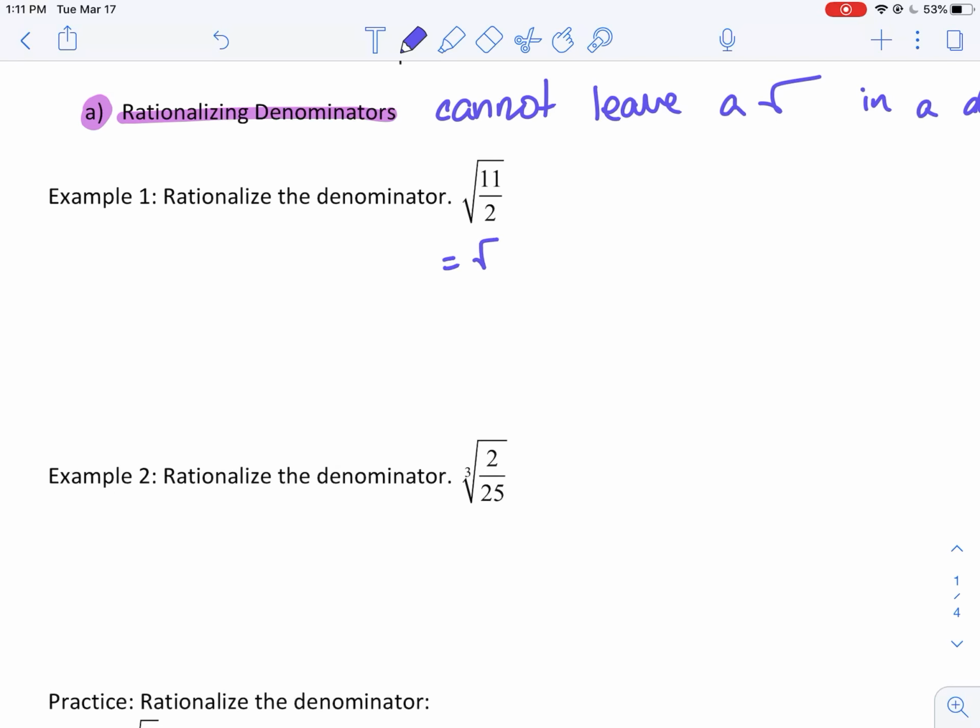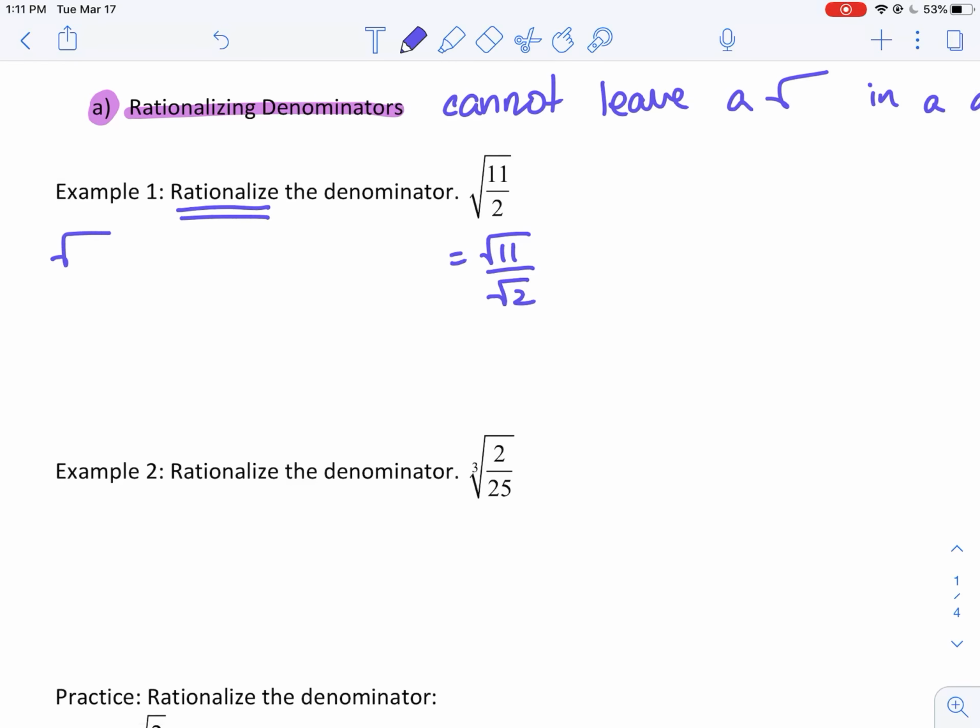First, I'm going to separate out and rewrite this as root 11 over root 2. I can't take the square root of 11. I can't take the square root of 2. So there's nothing else I can do except for rationalizing my denominator. The way that we're going to do this is we're going to follow the rule. If I have root a over root b, we're going to multiply by root b over root b, which is effectively multiplying our fraction by 1.